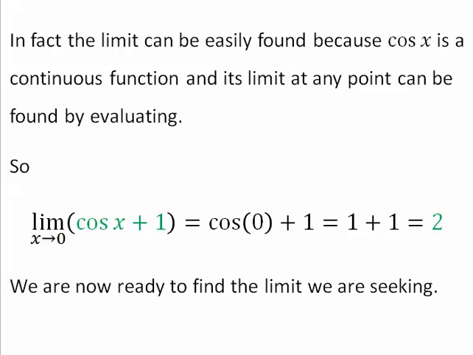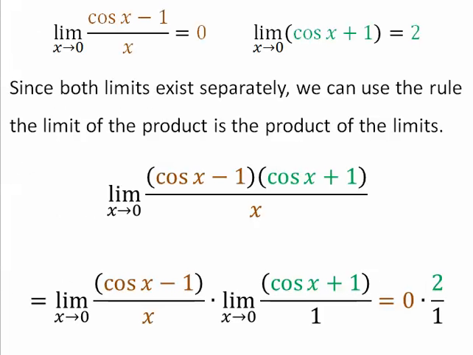We are now ready to find the limit we are seeking. We know that cosine x minus 1 over x is converging to 0. We know that cosine x plus 1 is converging to 2. Since both limits exist separately, we can use the rule that the limit of the product is the product of the limits. And so I can break my product up in this manner.